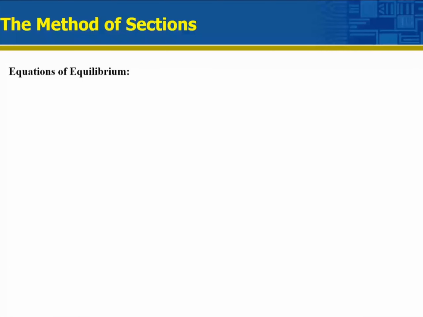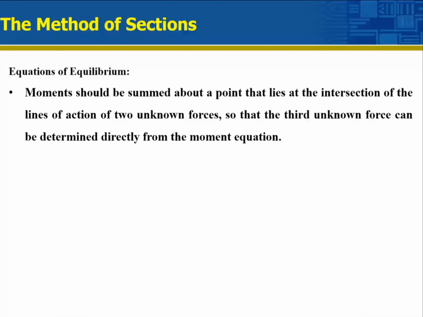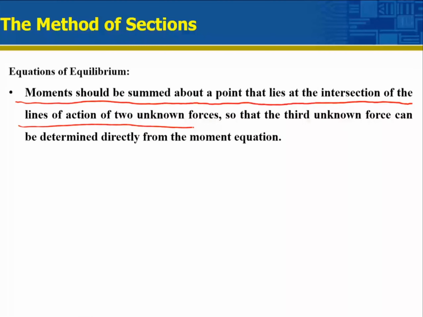So moment should be summed about a point that lies at the intersection of the lines of action of unknown forces, so that the third unknown force can be determined directly from the moment equation. This is exactly what I mentioned when I was solving problems, that you take a moment at the point where you've got the maximum unknowns, so that those unknown values do not appear in your equation. And we'll see that when we do a problem.